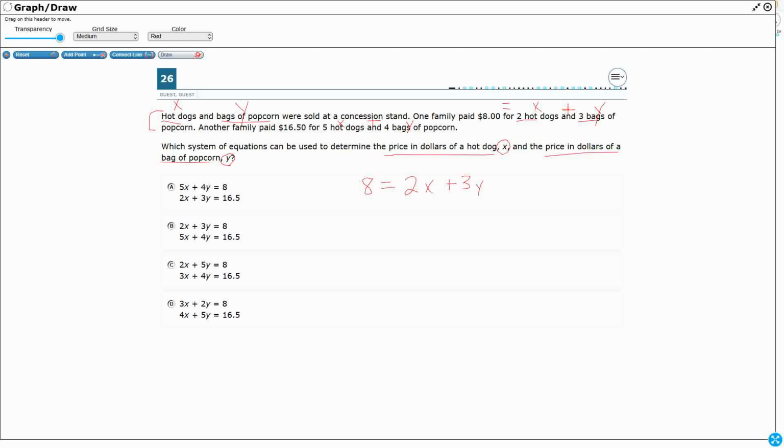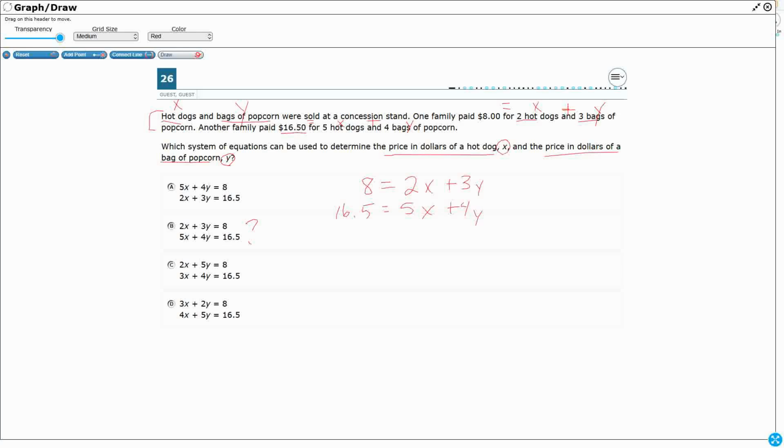All right, another family paid $16.50 for 5 hot dogs and 4 bags of popcorn. All right, so it's looking like B. Obviously, they've got the equation kind of flipped, but that's fine. Like I said, let's solve this. Let's see what's going to happen.